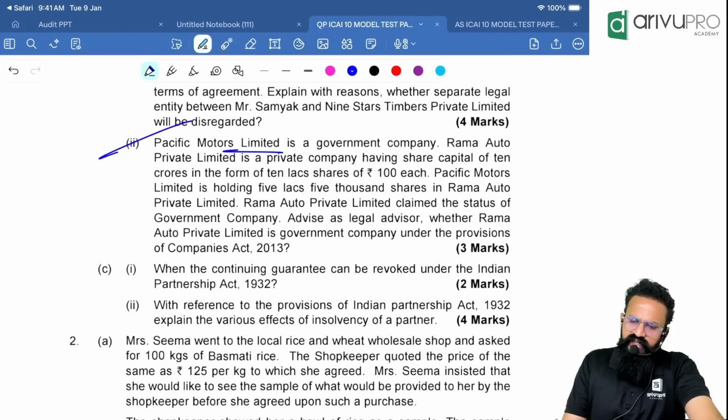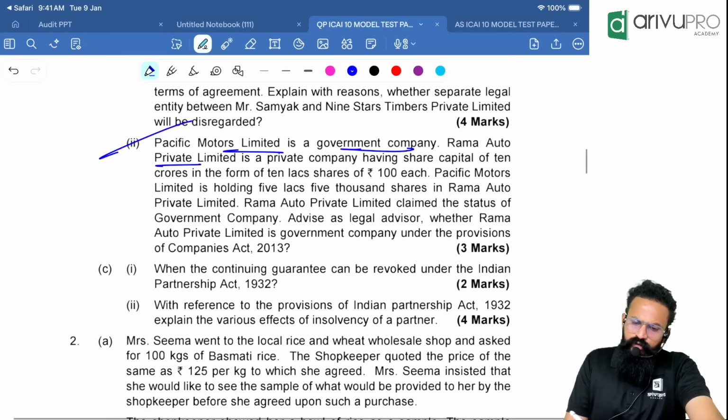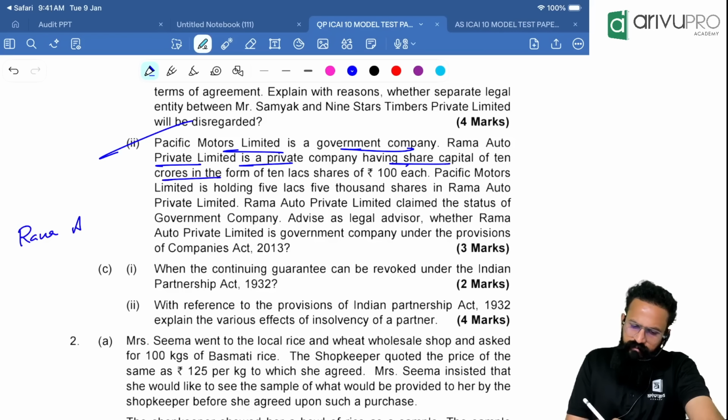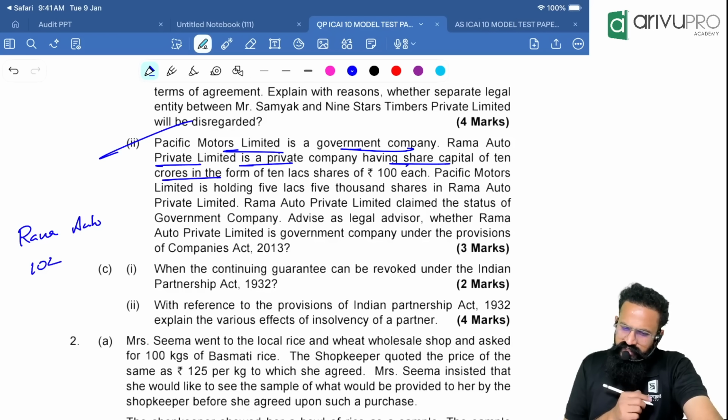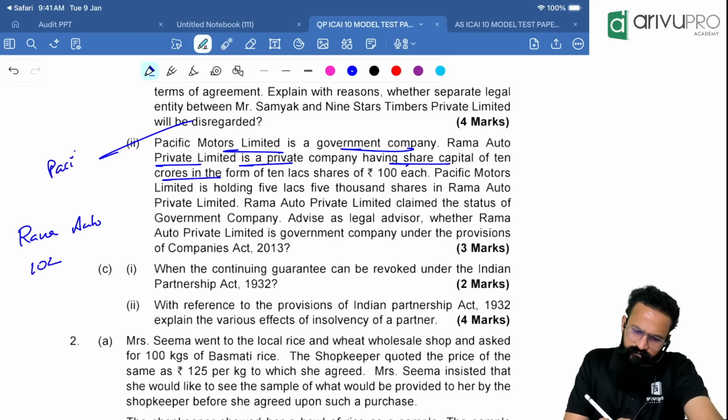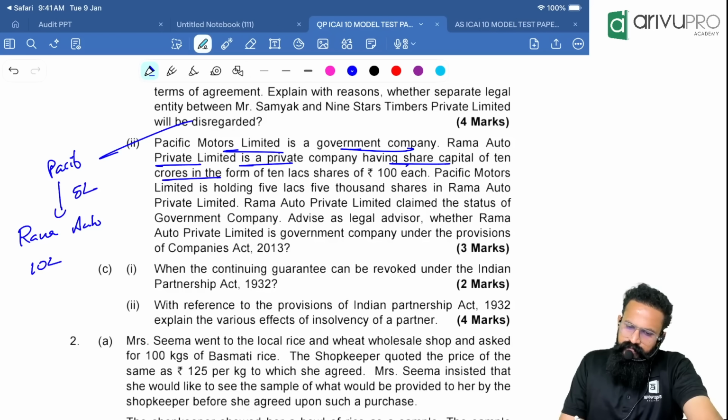Pacific Motors Limited is a government company. Rama Auto Private Limited is a private company having share capital of 10 crore. Rama Auto has paid up share capital of 10 crores in the form of 10 lakh shares. Pacific Motors is holding 5 lakh. Rama Auto Private Limited claimed the status of government company. Advise the legal advisor whether Rama Auto Private Limited is a government company under the provisions of the Act.